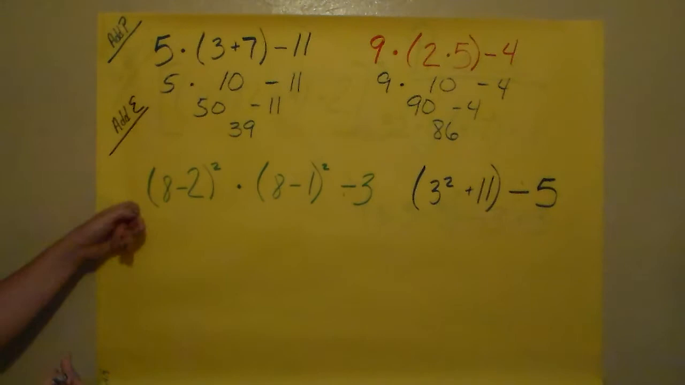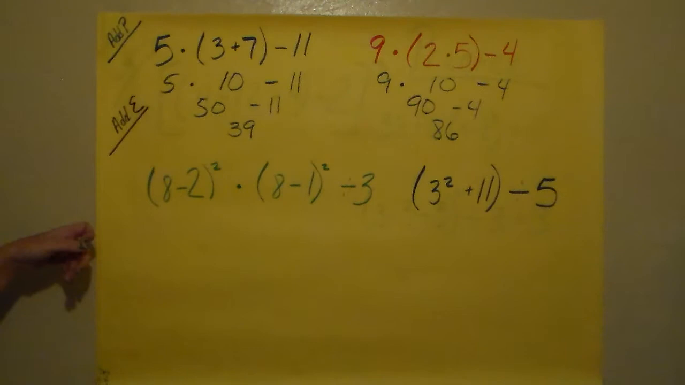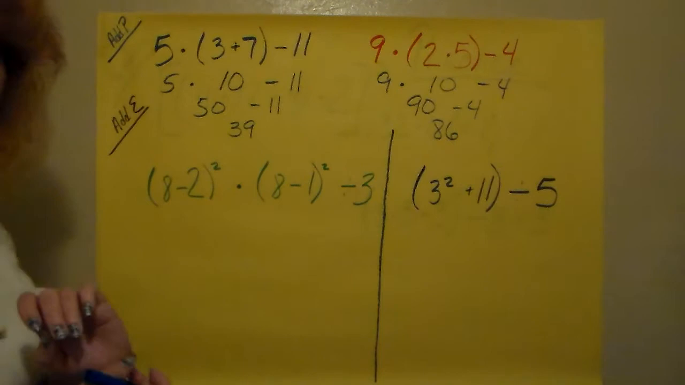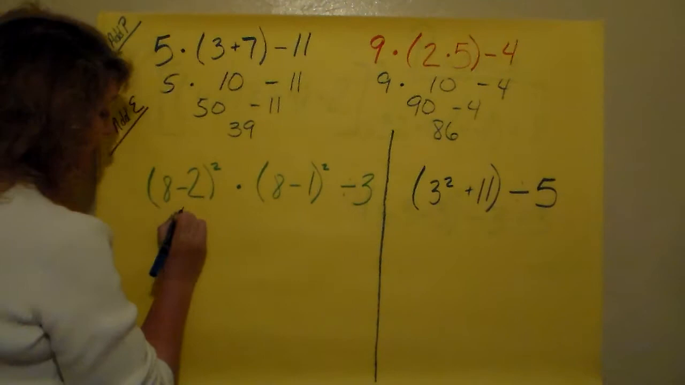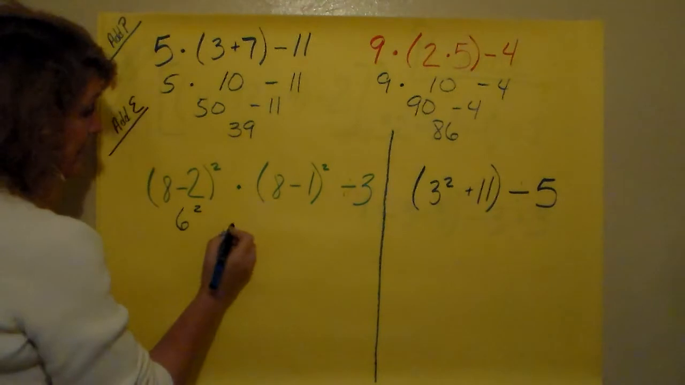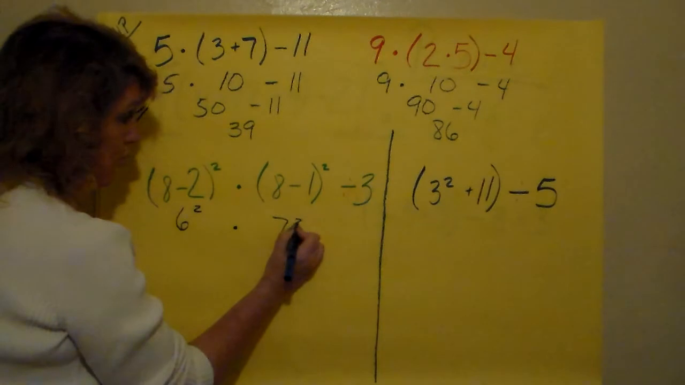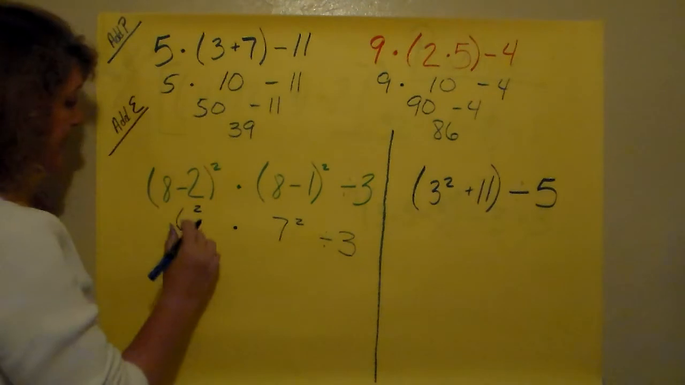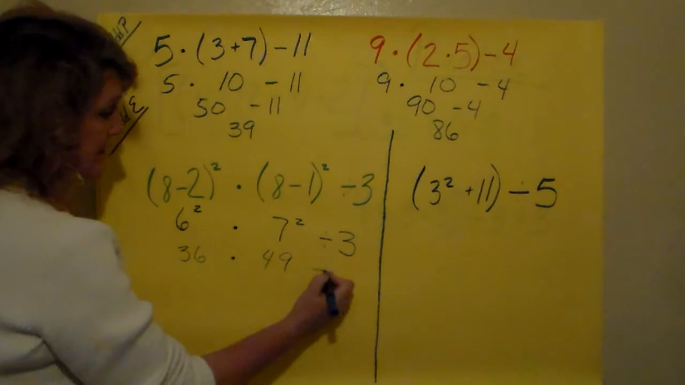Let's try adding exponents. We're going to add exponents to these. And notice, oh, that's 2 different colors. So these are 2 different problems here. Notice I've also got parentheses. So I'm going to do the parentheses first. 8 minus 2 is 6 squared, because this is outside the parentheses. Times, I'm going to do the parentheses first. 8 minus 1 is 7 squared divided by 3. Now I'm going to do my exponents. 6 squared is 36 times 7 squared is 49 divided by 3.